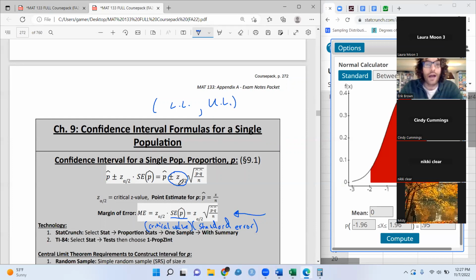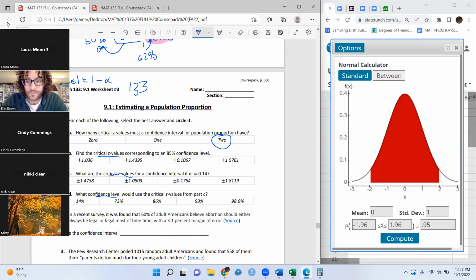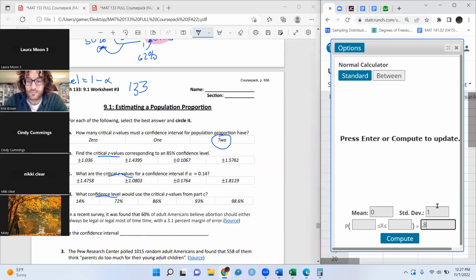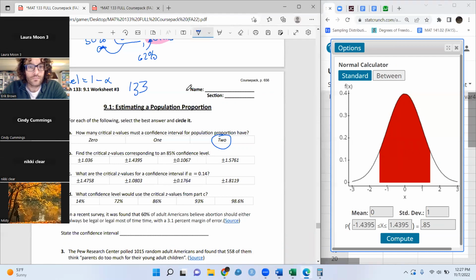I think this can be misleading for students. It's a very algebraic way of writing things. We could really write this as two numbers. Okay, excellent. What'd you get for B? The second one. Nice. 1.4395 plus or minus. Good.